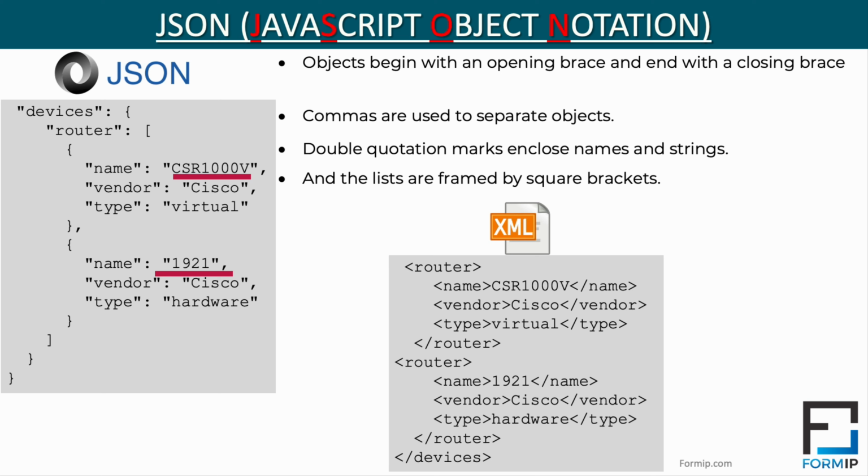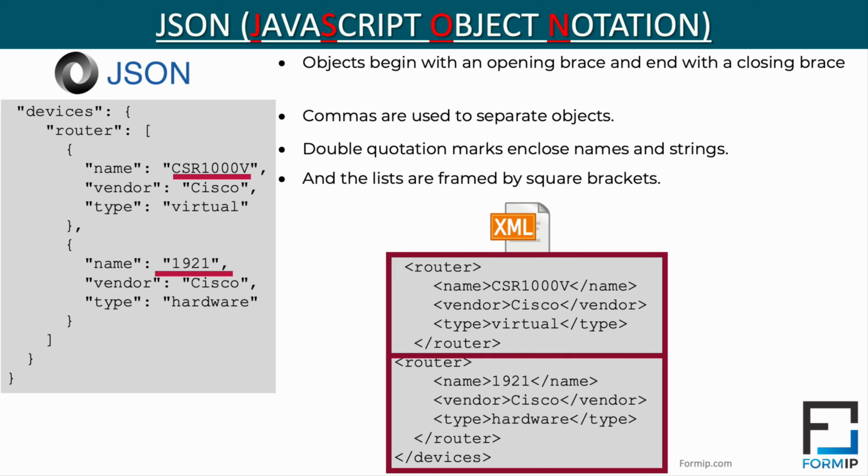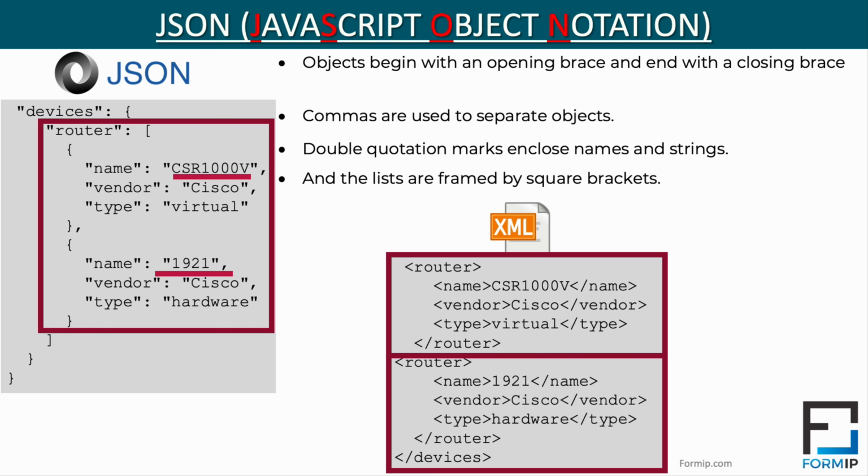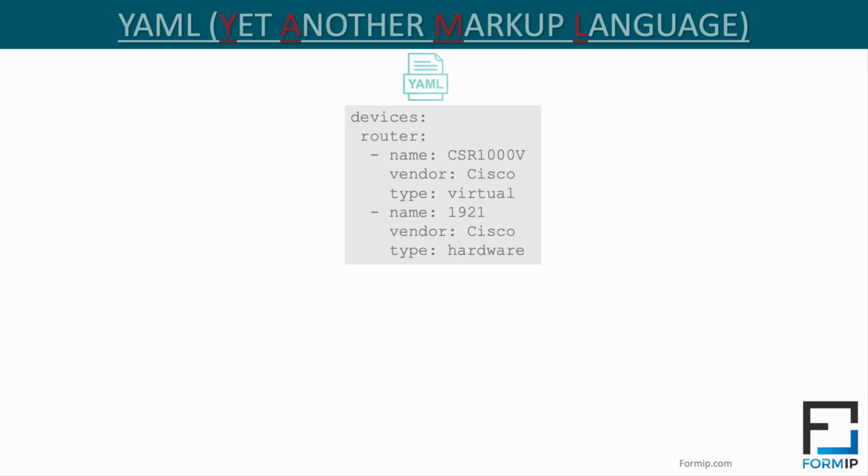To compare with XML, we will use the output of our two routers in XML. If we look closely at both formats, we can see that in XML, we have two tags, one for each router, while in JSON, there is only one router object, which groups the two routers.